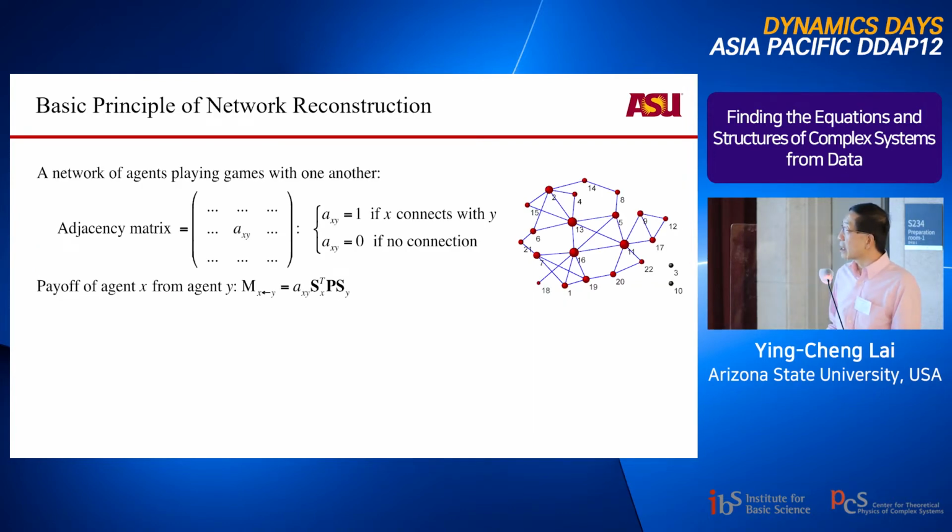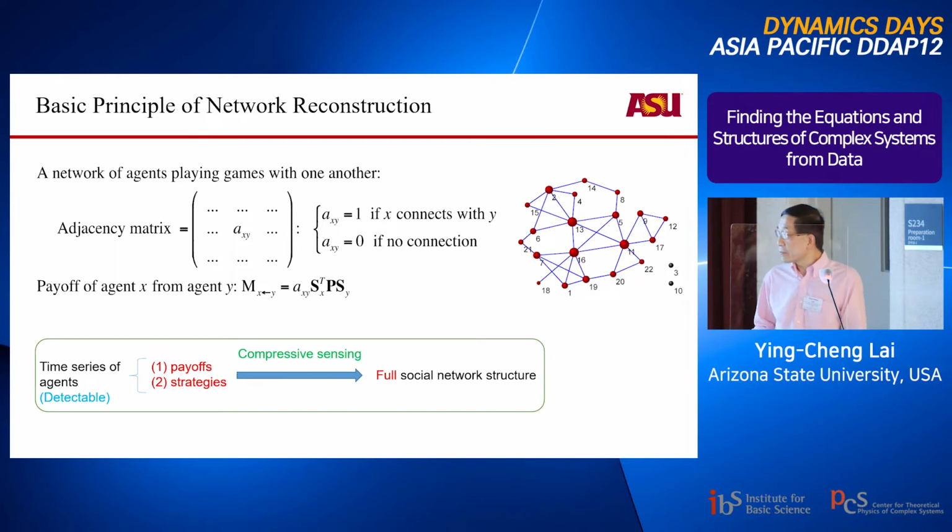Suppose we have a network of agents playing games with each other. Of course, then we have an adjacency matrix, where the element is 1 if they are friends with each other, and 0 if there's no connection. And then the payoff, like I said, is given by this formula. Now, based on the payoffs and the strategies, which are the actual data, we are going to do compressive sensing to get the full social network structure. And so the question is why we use compressive sensing.